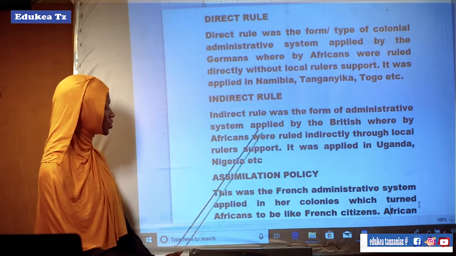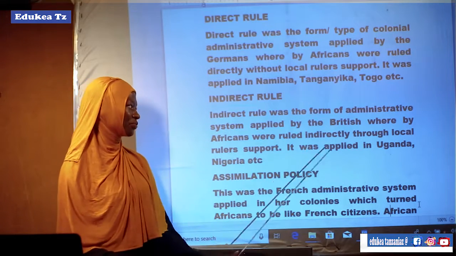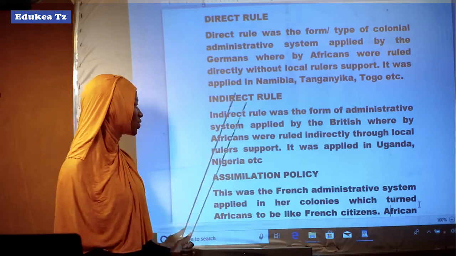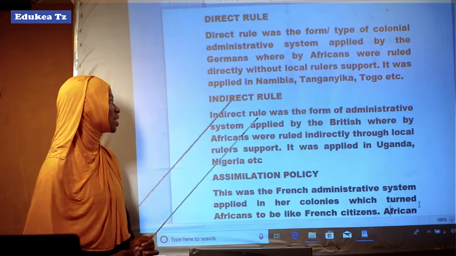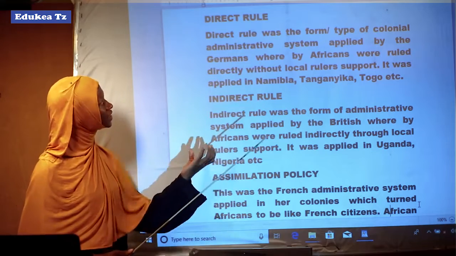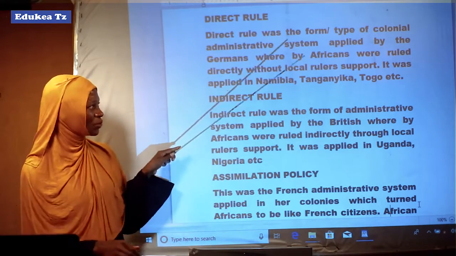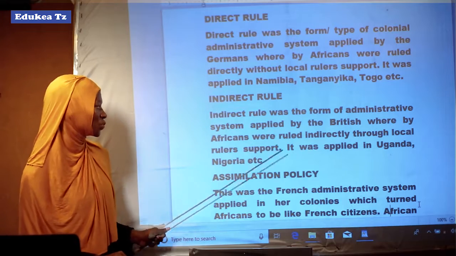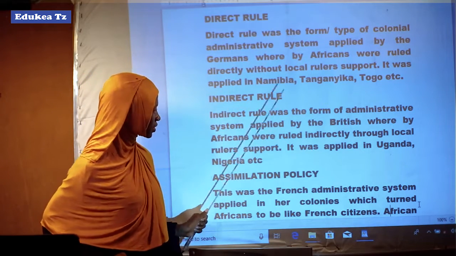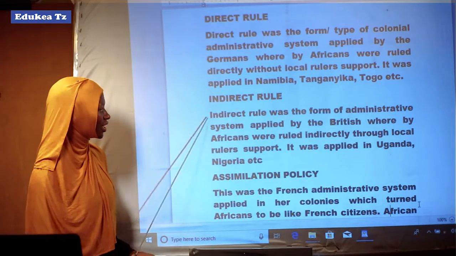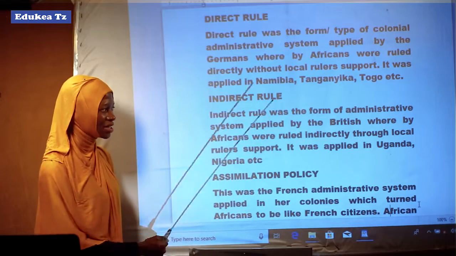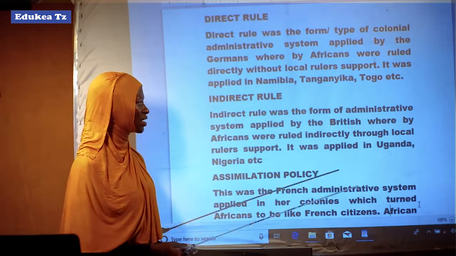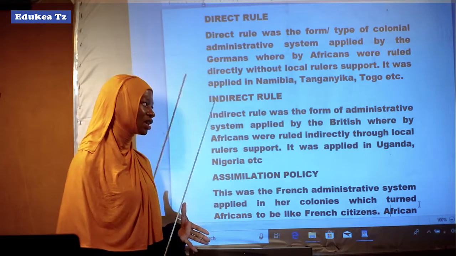The next one is indirect rule. Indirect rule was a form of administrative system applied by the British, where Africans were ruled indirectly through the local rulers' support. Here you can say it is the reverse of direct rule. While in direct rule Europeans came to Africans directly, in contrast, in indirect rule, the British ruled Africans indirectly, with support from the local rulers.